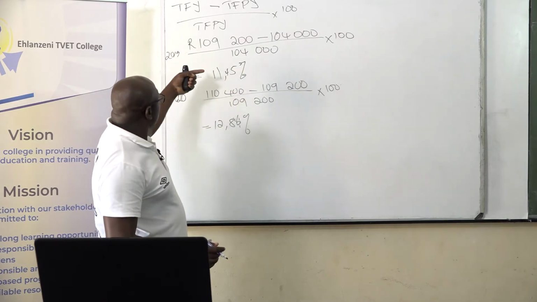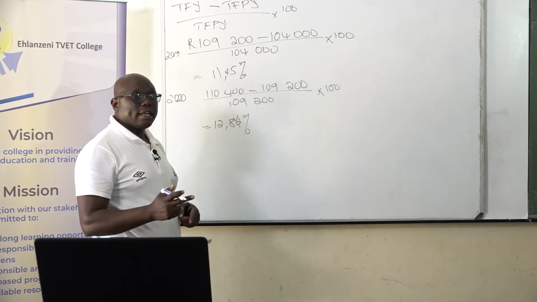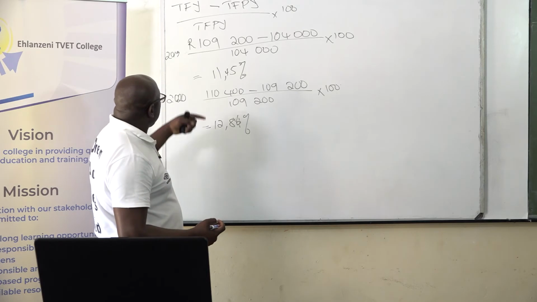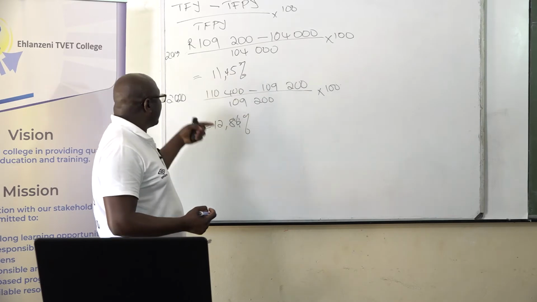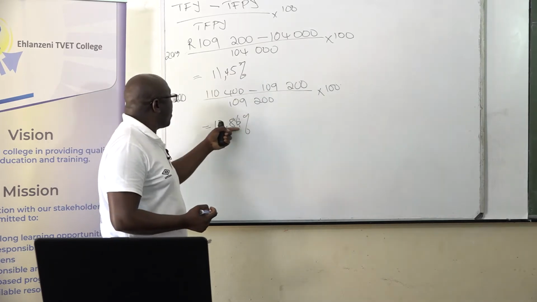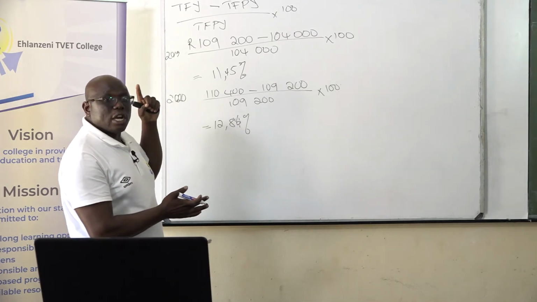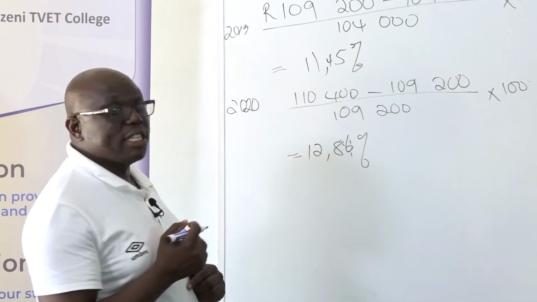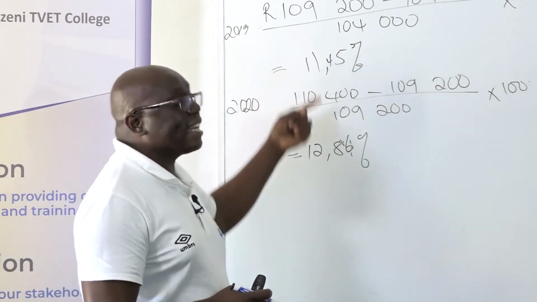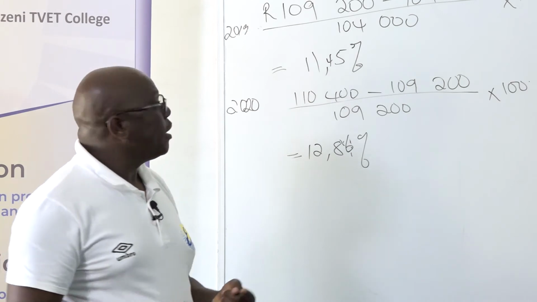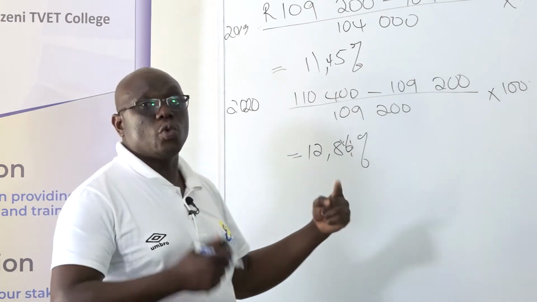When you look at the performance in 2019, it is less than the performance in 2020. In 2019, we had 11.45%, but in 2020 we have 12.86%, which is more than the previous year. So the question is, how does this business perform? This business is performing well because there is an increase in the turnover of the year. It means the business is increasing its sales from one year to another.